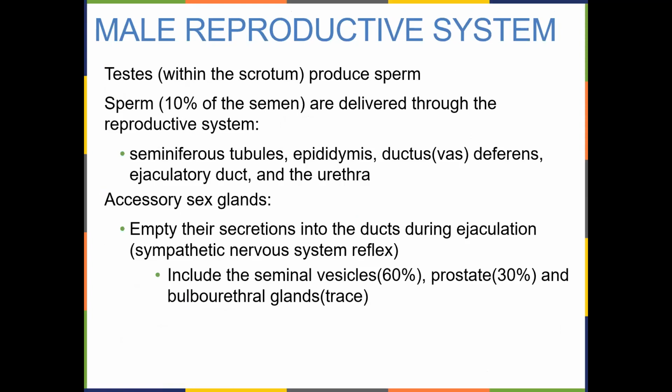The testes produce the sperm inside the seminiferous tubules. The seminiferous tubules lead the sperm cells to the epididymis to mature, because the immature sperm that gets produced in the seminiferous tubules is incapable of fertilization. So it has to spend about three weeks developing, and that takes place inside the epididymis.